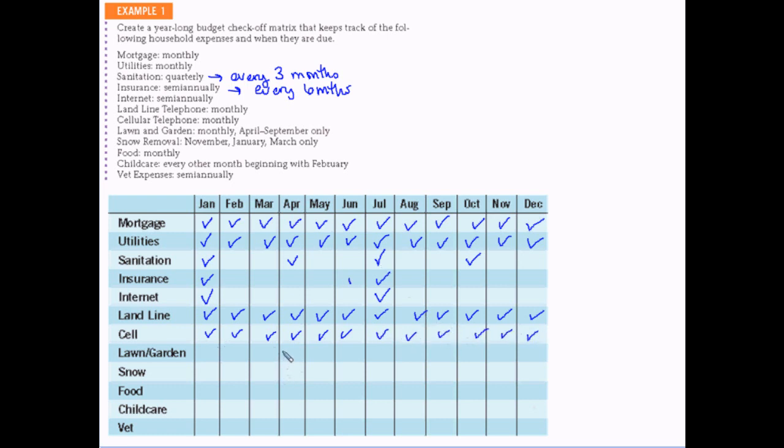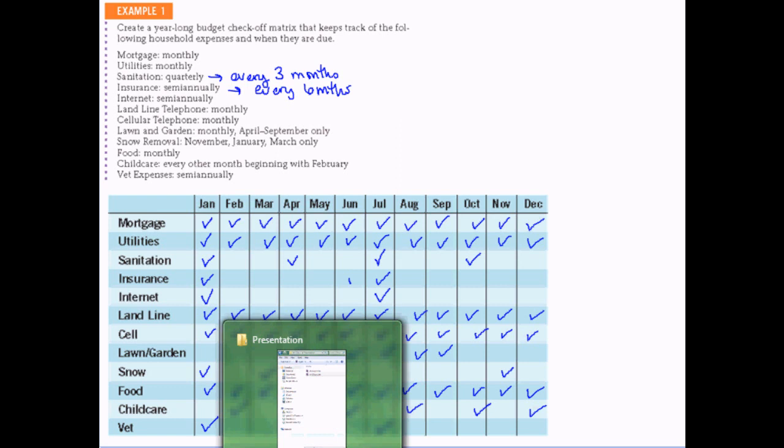Lawn and garden is only April through September. And then snow removal is November, January, and March. Food, well, you gotta eat. You don't get to skip that. Childcare every other month beginning in February. So you pay February, not March. You pay April, not May. You pay June, not July. You pay August, not September. You pay October, not November. And you pay December. And then vet expenses every 6 months.